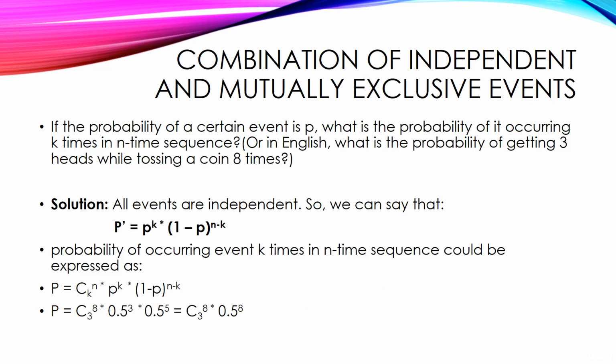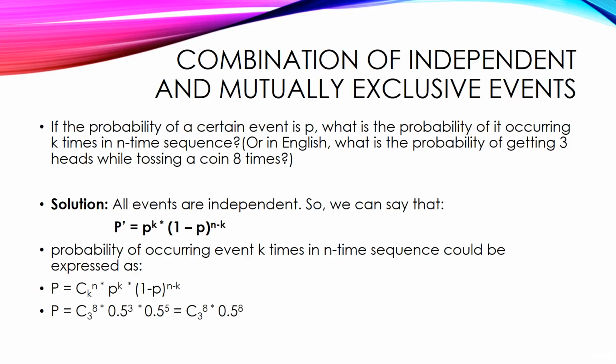Combination of independent and mutually exclusive events. Many probability problems contain a combination of both independent and mutually exclusive events. To solve those problems, it is important to identify all events and their types. One of the typical problems can be presented in the following general form.